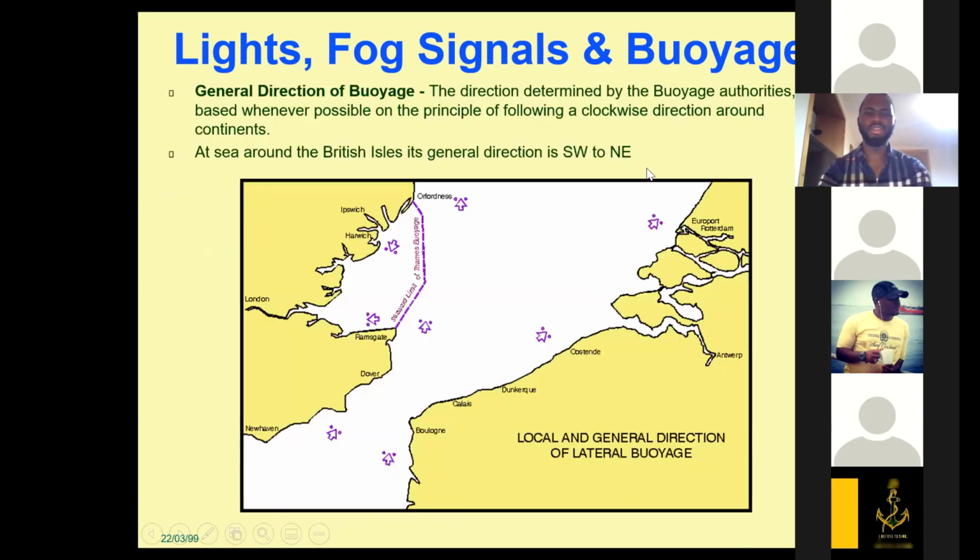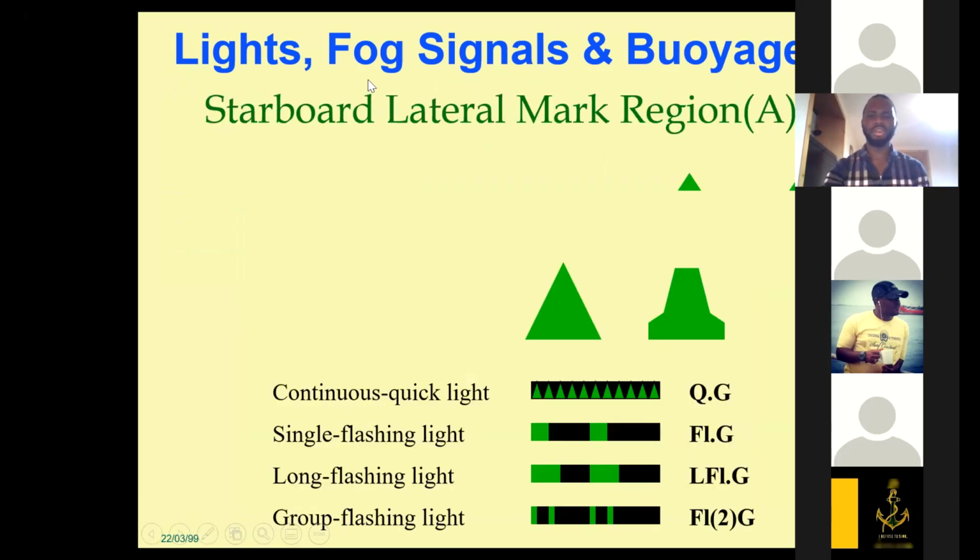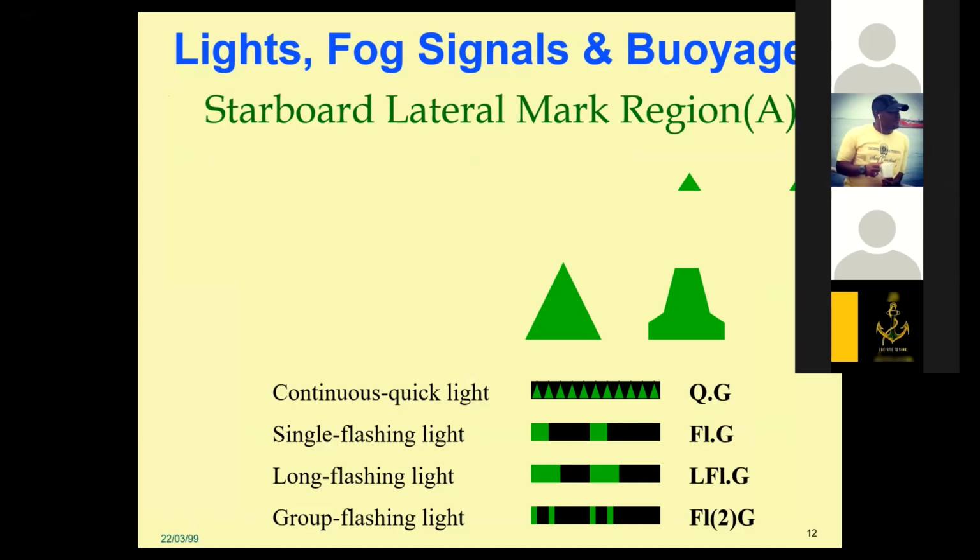Is anybody in the class able to tell me the characteristics of a starboard lateral mark? Umar, are you still there? Oscar, Sierra. I just want to see people really try to tell me what they think when they ask them, give me the characteristics of the starboard lateral mark, region A.